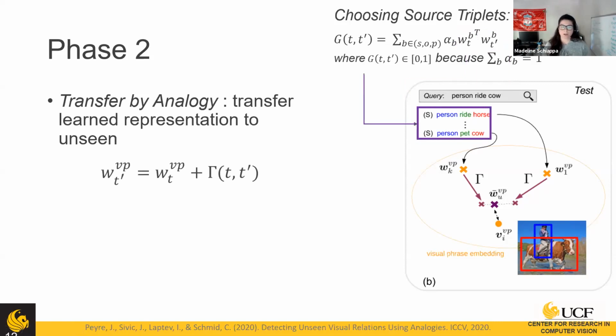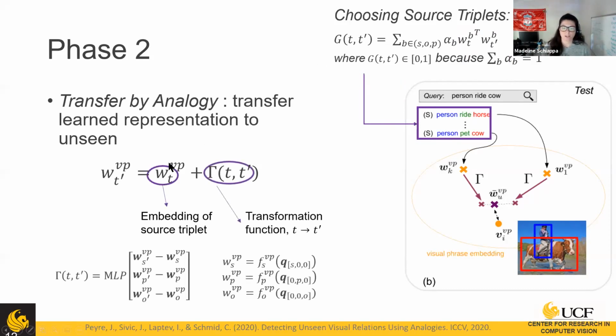So once we have our source queries, for each source query, we're going to use the textual embedding of that source triplet, and then we're going to use this transformation function that transforms the source triplet into the target triplet. This transformation function is generally a 2-layer perceptron that takes in this following input. So what they're using here is the textual embedding space of the visual phrases, but they're isolating it on the subject, predicate, and object of both the target triplet and the source triplet.